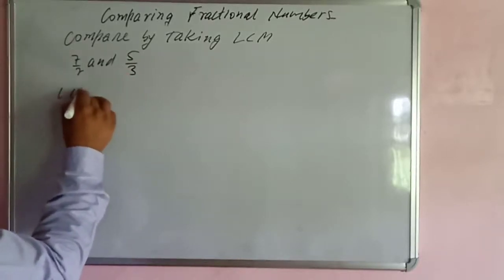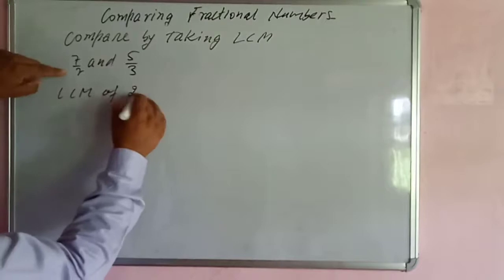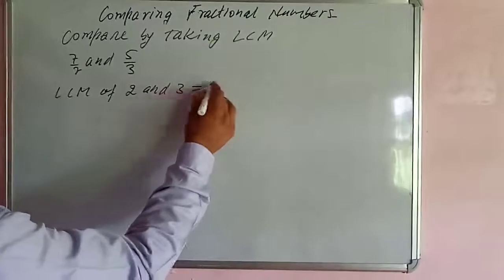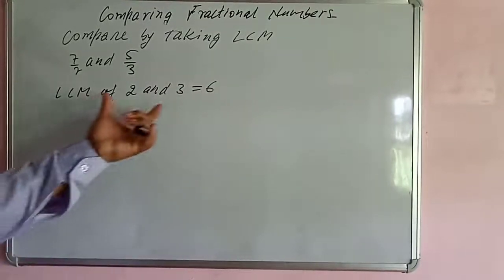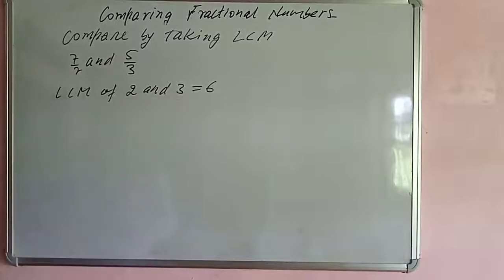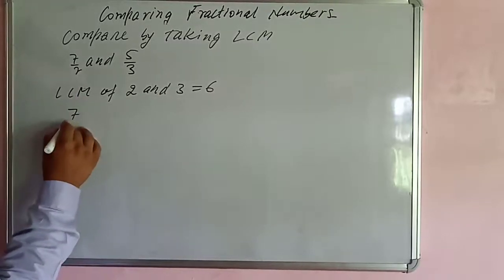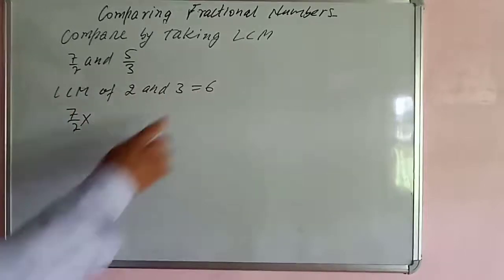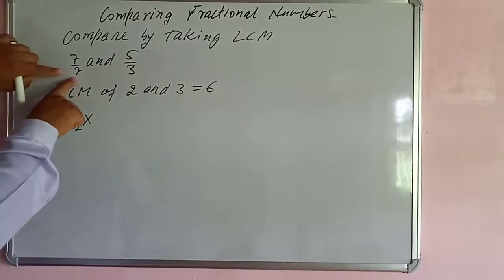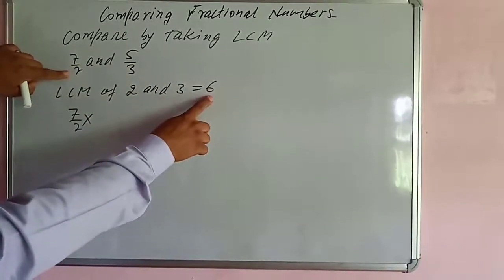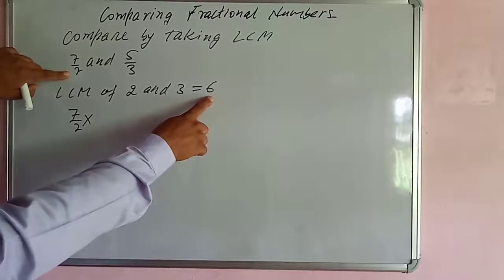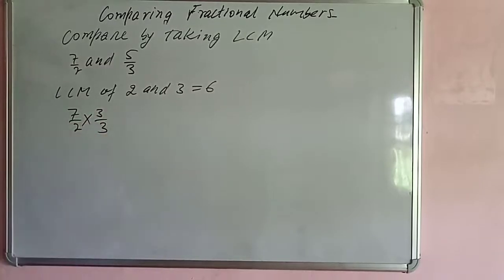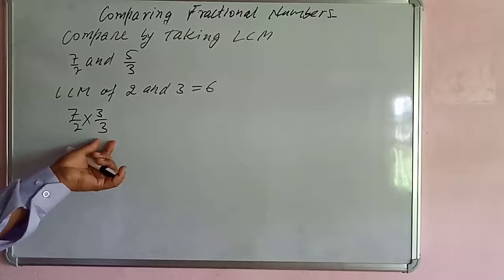The LCM of the denominators 2 and 3 is 6. We can calculate the LCM of 2 and 3. Now 7 over 2 multiplied. What is the LCM here? The LCM is divided by the denominator. When 6 is divided by 2, we get 3 as the quotient. Now both numerator and denominator are multiplied with the quotient.